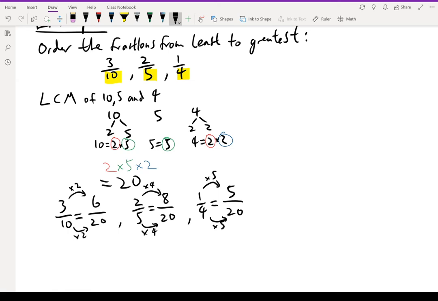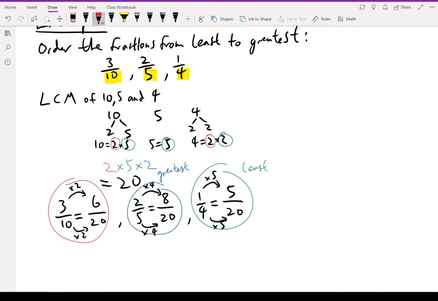Now we compare all three numbers. Which one is the smallest, the least? Well, 5 over 20, this one is least. And then, which one is the greatest? This one is the greatest. And then we're left with this one in the middle.